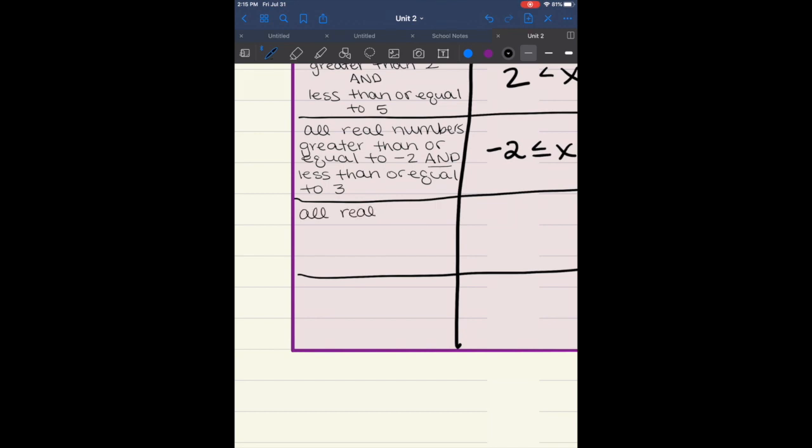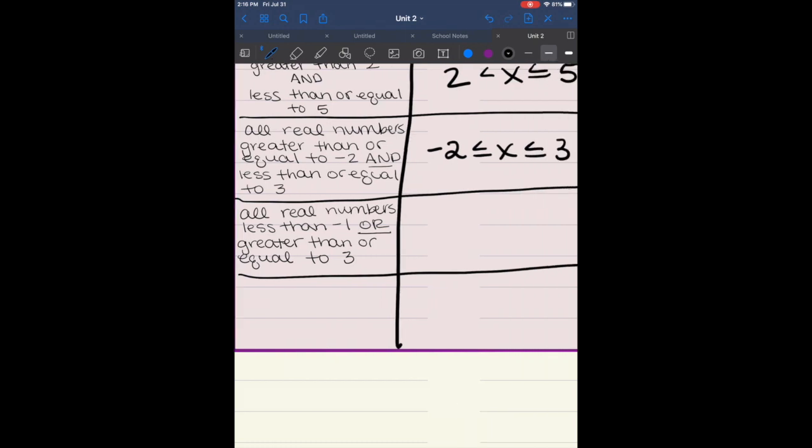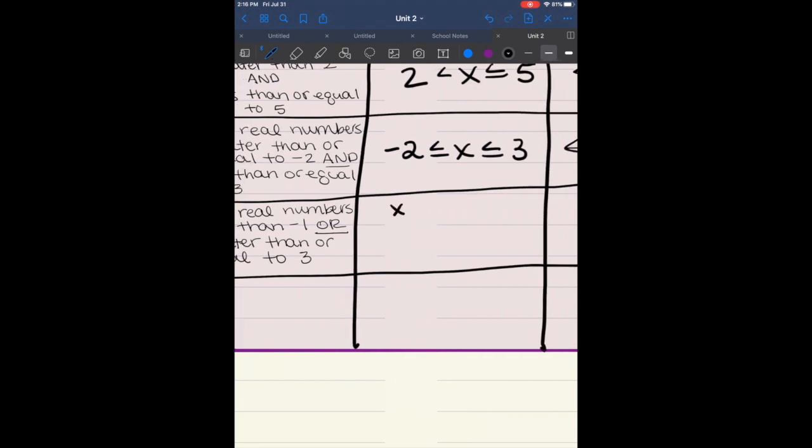So the next one says all real numbers less than -1 or greater than or equal to 3. So for or inequalities, they're a little bit easier to write. You basically just write two inequalities the way that we've been writing inequalities, and you write the word or in between them. So since x is less than -1, Pac-Man's going to be eating -1 for the first one. And then x is greater than or equal to 3. So Pac-Man will be eating x, and there will be an equal sign under our inequality.